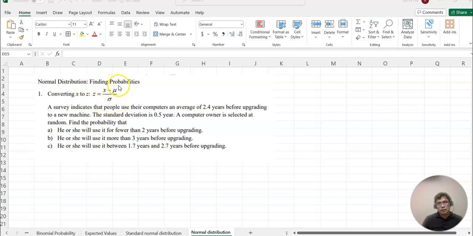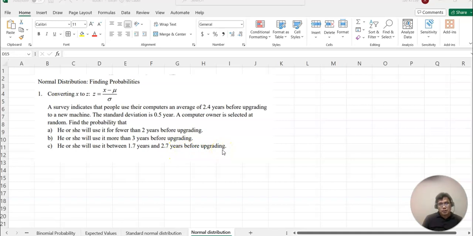Now look at this question and talk about the normal distribution in more detail. A survey indicates that people use their computer on average 2.4 years before upgrading to a new machine. The standard deviation is 0.5 years. A computer owner is selected at random. Find the probability that A, he or she will use it for fewer than 2 years before upgrading. B, he or she will use it more than 3 years before upgrading. C, he or she will use it between 1.7 years and 2.7 years before upgrading.